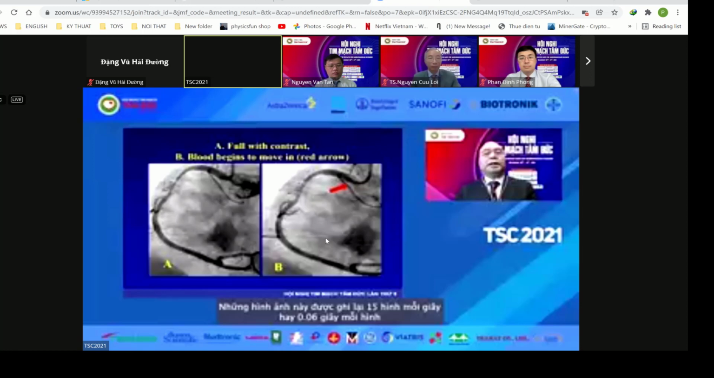Now, let's see real life. Here we have the distal right coronary artery with a large PDA, and at the arrow you see almost everything is black with contrast. The blood will move in white color. Now let's see the next one, where we see the blood moving forward at the white arrow.